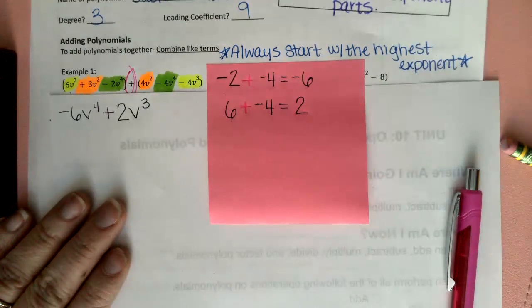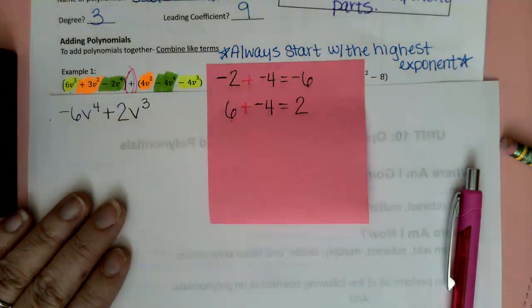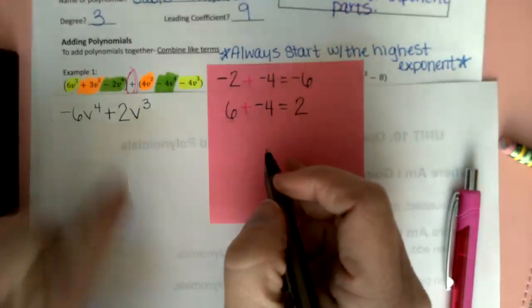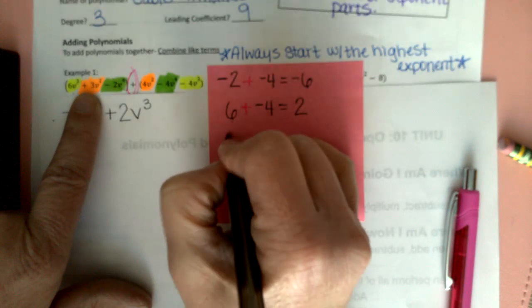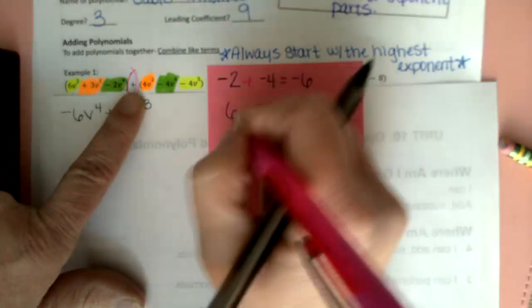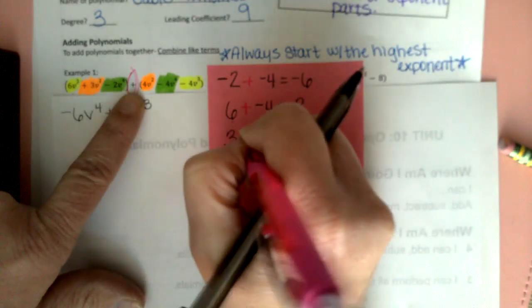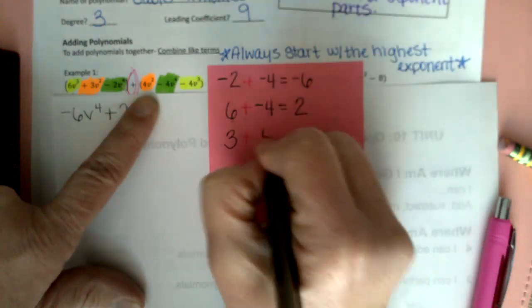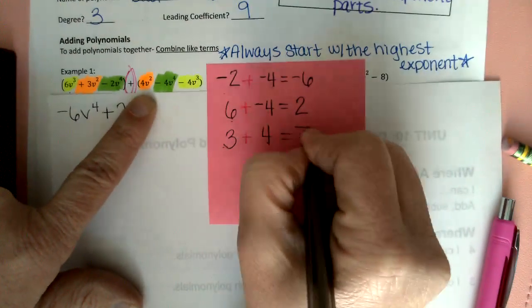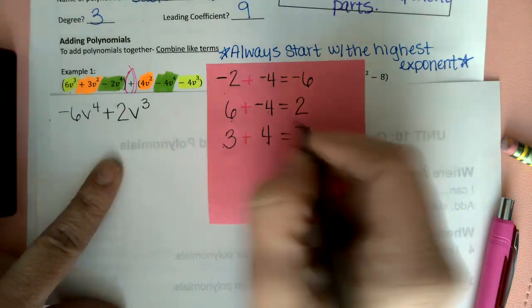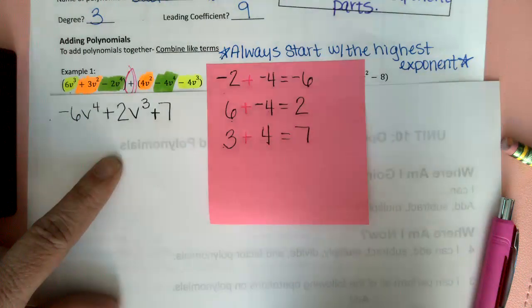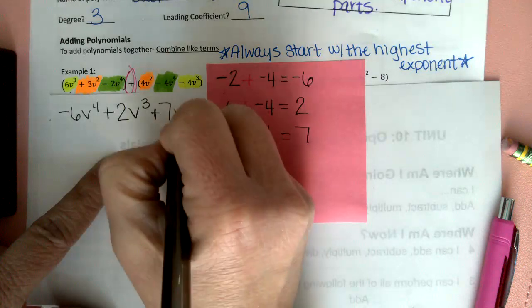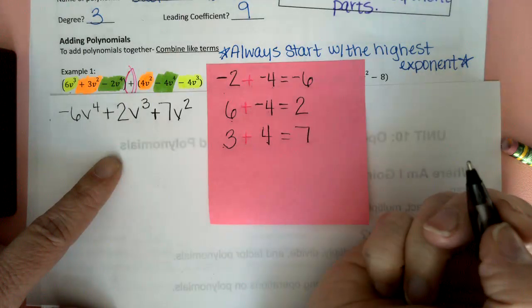The last one that we would do is the orange ones, the exponent of a 2. So I have a positive 3, my plus sign that's in between my two trinomials, and a positive 4. And 3 plus 4 is 7. That's where the 7 comes from. So I can't just write 7. I have to put a positive sign there. So 7b squared.